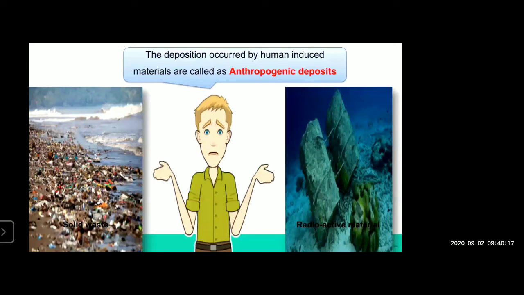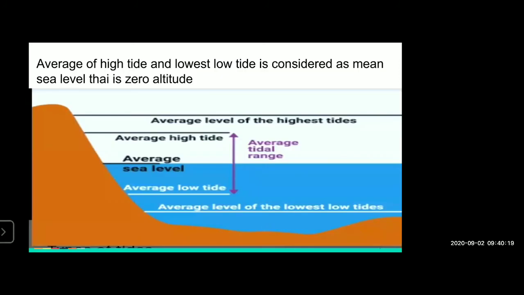Now I will show you one more thing, that is sea level. Let's find out. Here you can see in this picture the average level of high tide, average sea level, average low tide, and average level of lowest low tide. So what does this picture indicate? Let's find out.